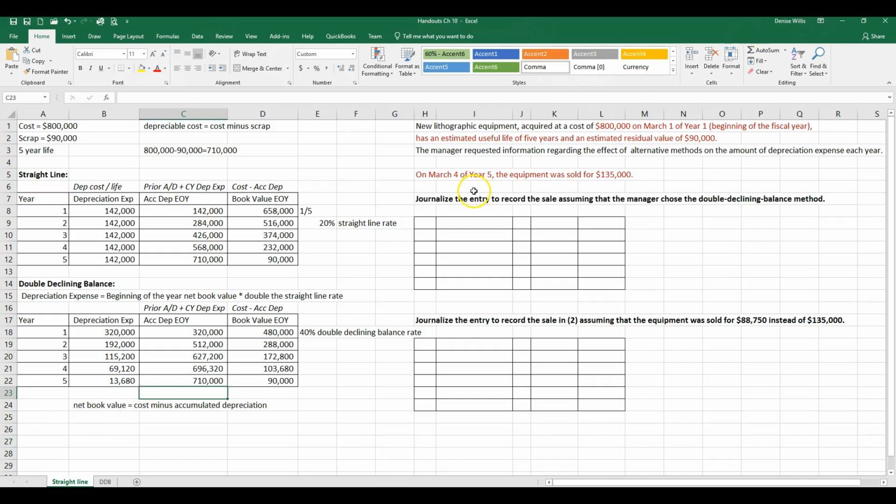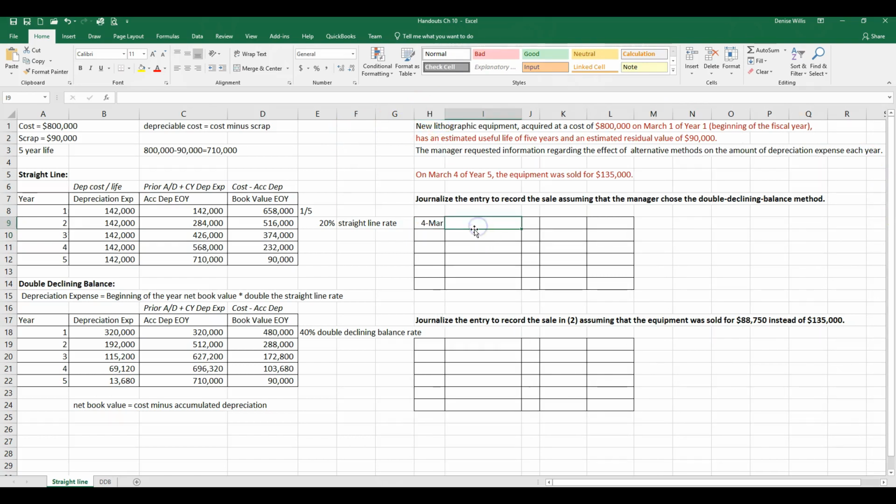Let's come up here and do our journal entries. It says on March 4th of year 5, the equipment was sold. So what they're saying is at the beginning of this year, the equipment is sold. So we're going to work off of numbers that are actually from year 4, because year 5 is not happening yet. So let's give it a date. Let's say March 4th, so let's put a date. There we go.